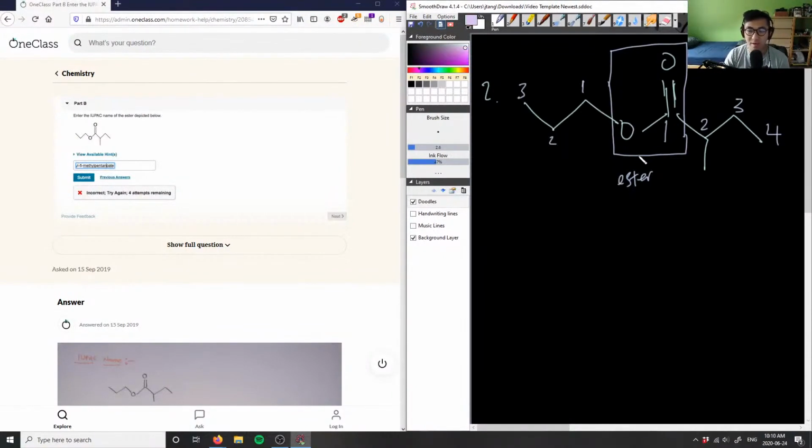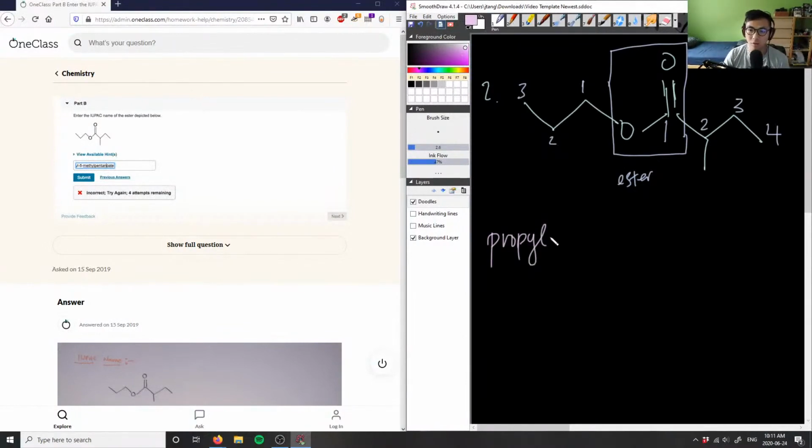So how do we name this? Well, it's very easy now. How do we name our ester? The nomenclature for an ester is in 2 parts. The first part is the alcohol part. The second part is the ester part. So let's name the alcohol first. This guy here is our alcohol. We have 1, 2, and 3, which means this would be a propyl group. So I'm going to say propyl for the first term in our name.